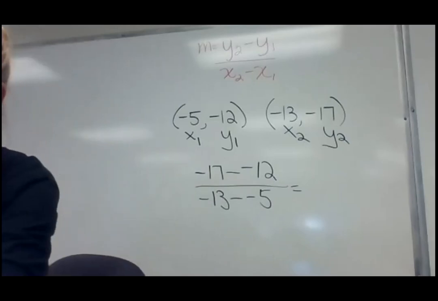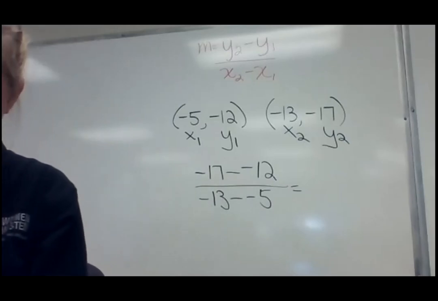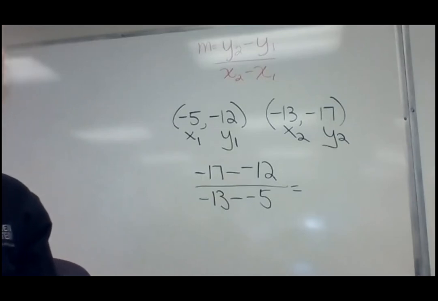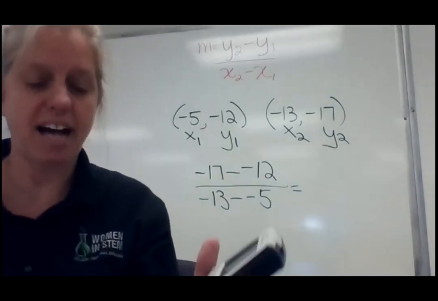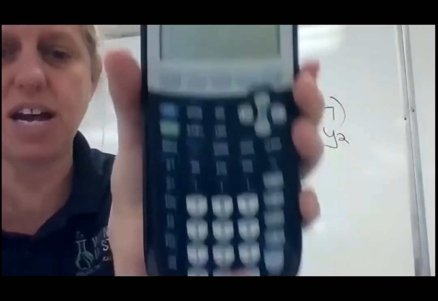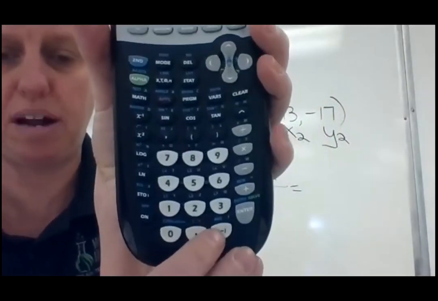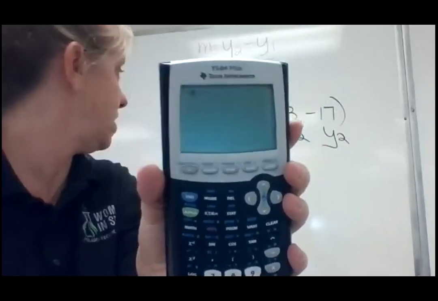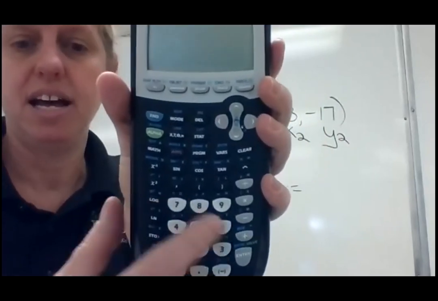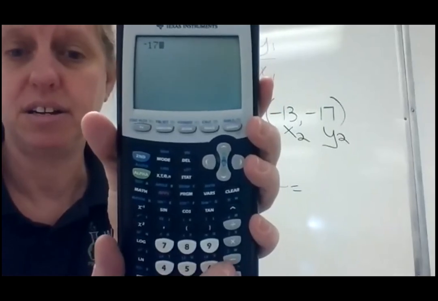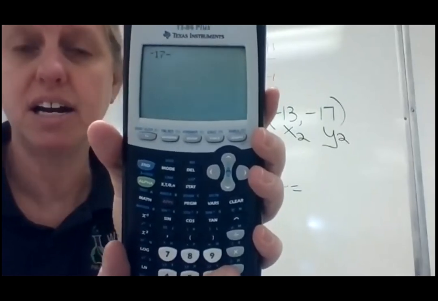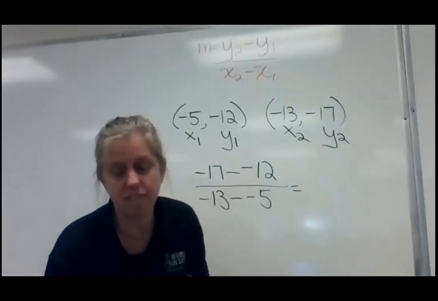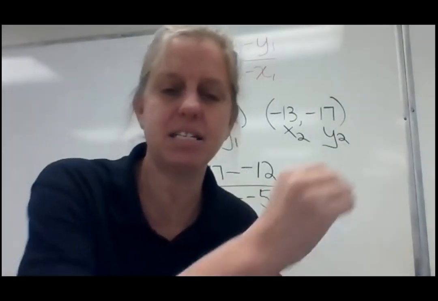So if I'm plugging that in, type it in exactly like you see it. The first thing you need is the negative, which is the button below the 3. Negative 17. Then hit minus, right? Because you want to subtract. But then what are you subtracting? Negative 12.